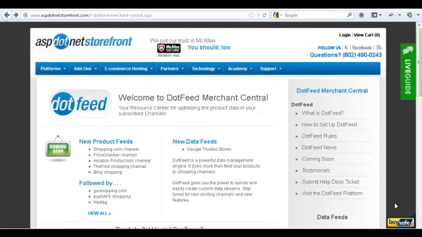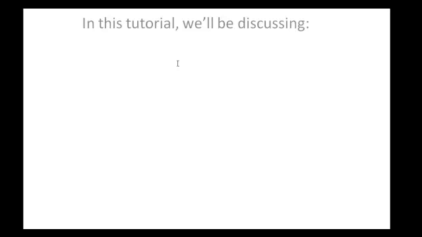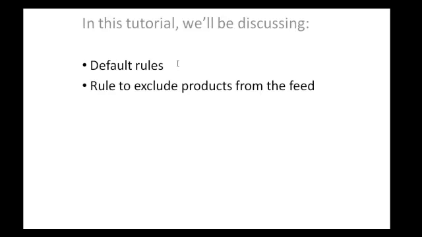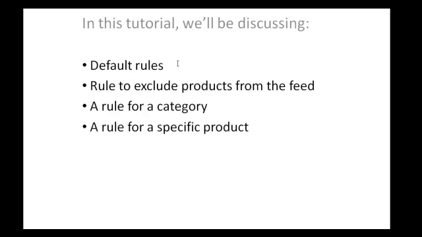Even though our tutorial looks at this channel to show the rules, the creation and maintenance of rules apply to the different channels in pretty much the same way. In this tutorial, we'll be discussing default rules, a rule to exclude products from the feed, a rule for a category, and a rule for a specific product.